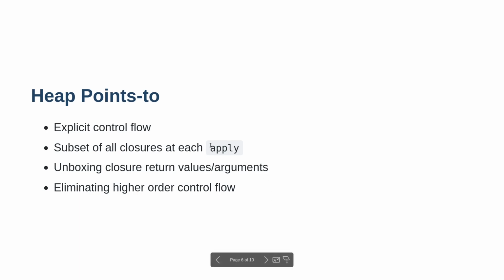So whenever you apply a closure, heap points-to analysis can work out what subset of all of the possible closures can be called at that apply function. And that means the generated code can be a lot faster. It also allows closures to unbox the values that they return, and also unbox the arguments, and that can massively speed up code.